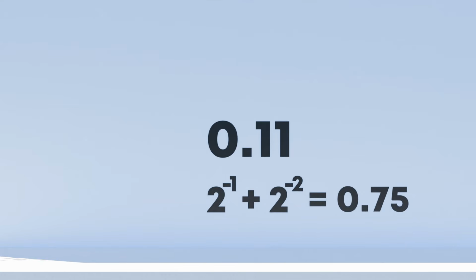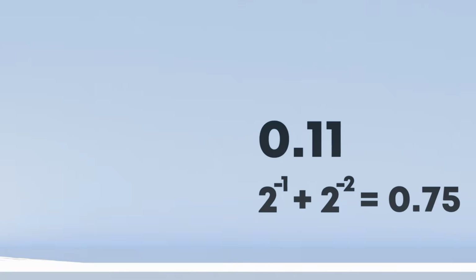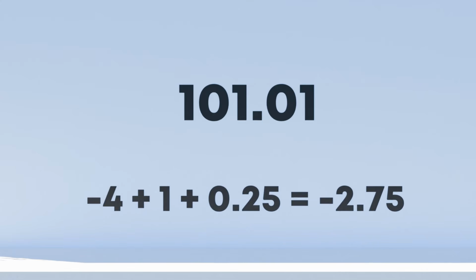For example, the number 0.11 would be 2 to the power of minus 1 plus 2 to the power of minus 2, or 0.75 in decimal. We can even do it with a 2's complement system, by just keeping the leftmost bit negative. For example, 101.01 would mean minus 4 plus 1 plus 0.25 in decimal, or simply minus 2.75.